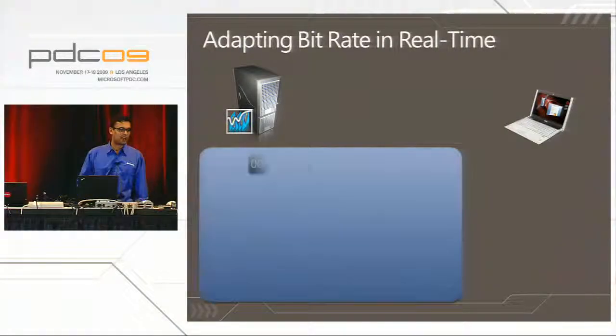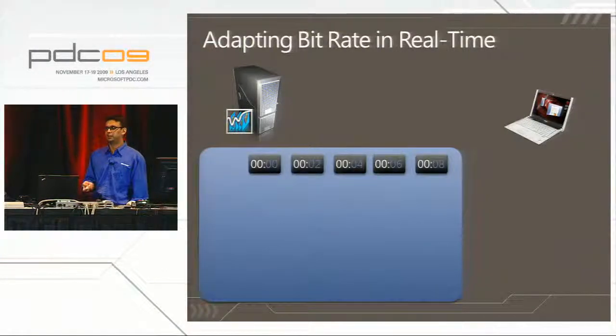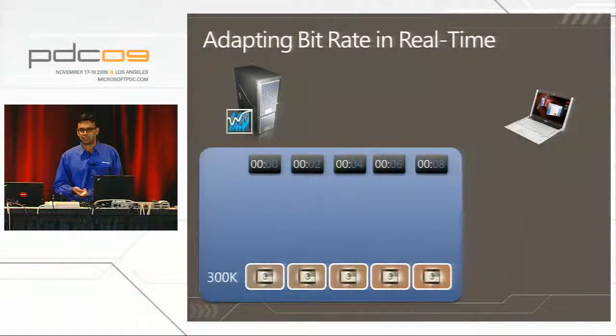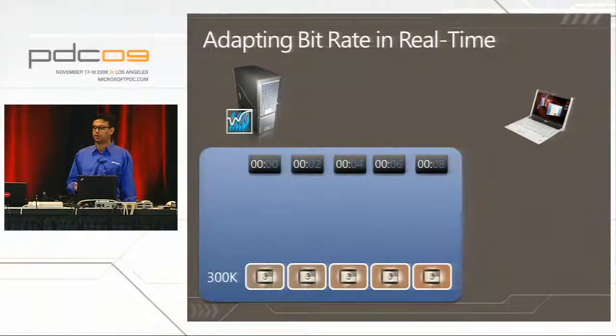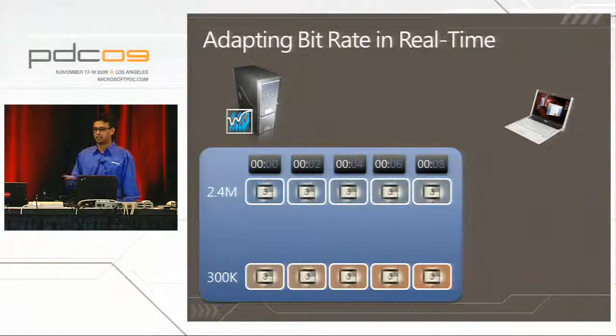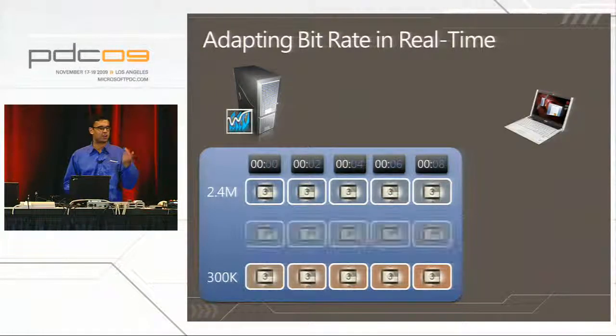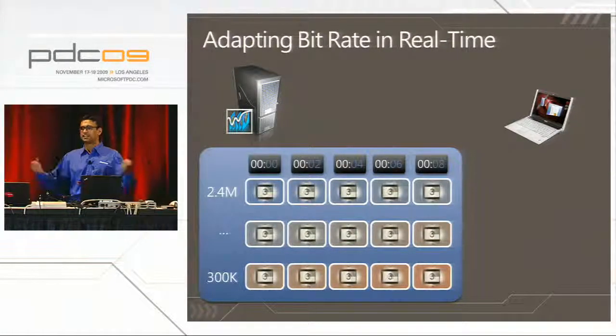Okay? So when I told you there's a file on the server, I actually didn't tell you the complete picture. There are actually more than one file on the server for a video asset. These are the same video, but encoded at different resolutions or different bit rates. So you have a low quality video, which is 300K, and then you have a high quality video, 2.4 megs, and then everything in between.